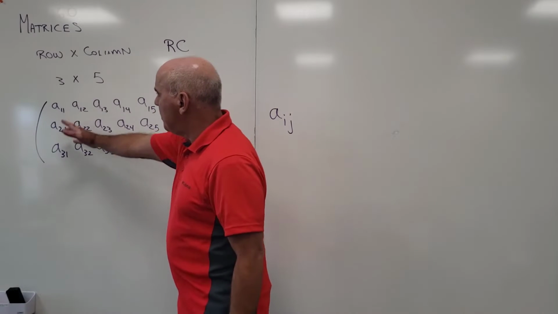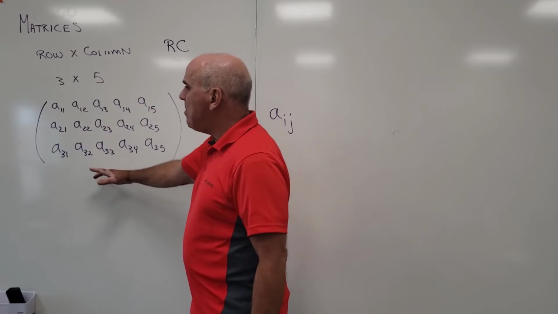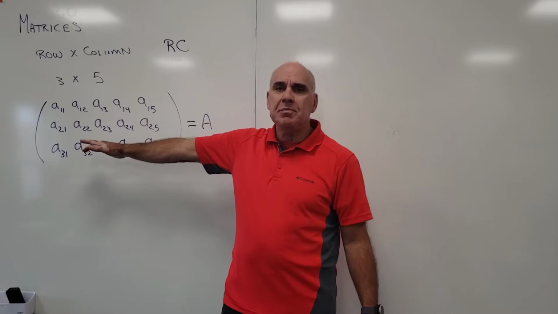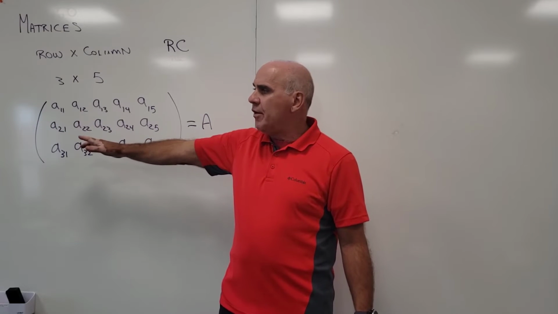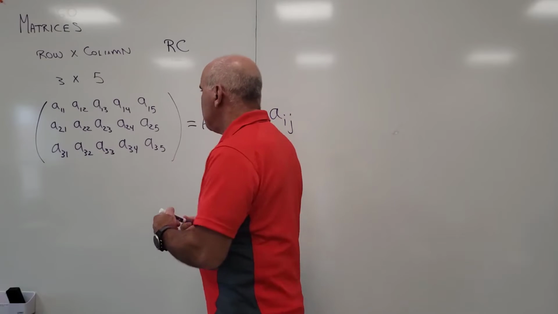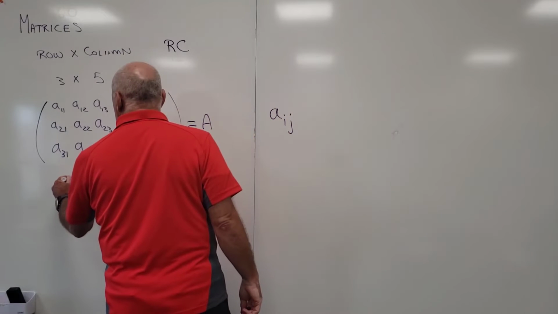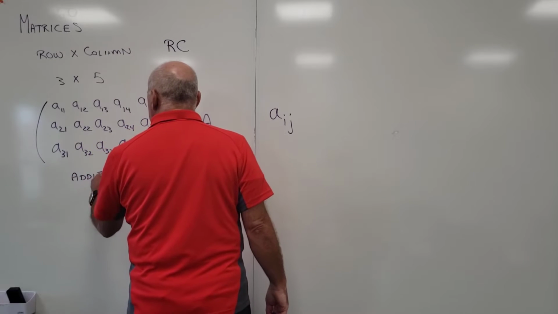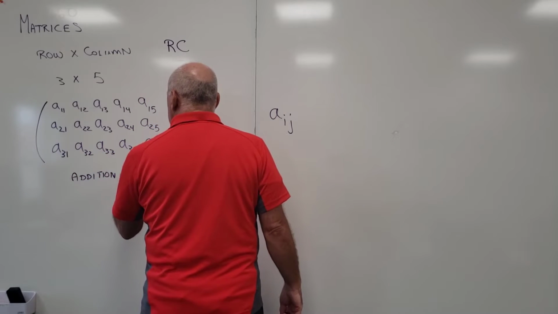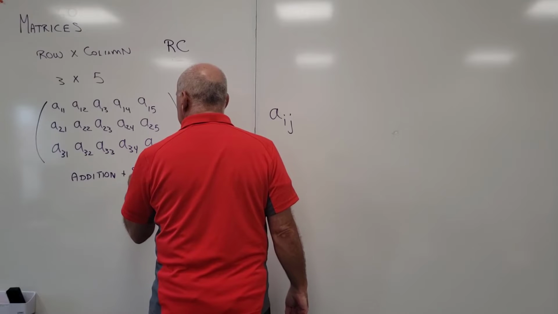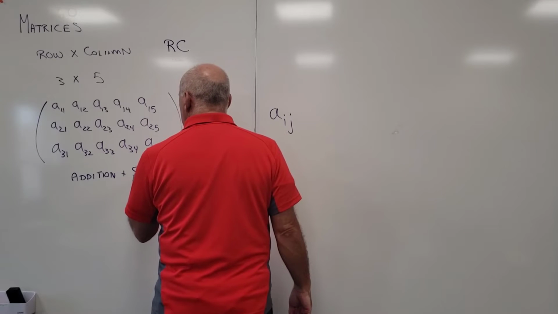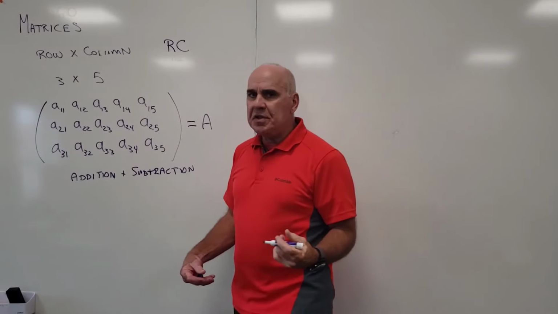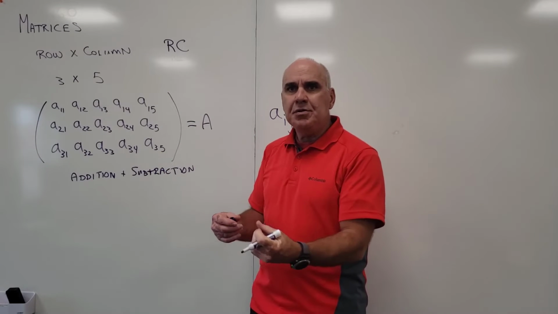Okay, so there's a matrix, a 3 by 5 matrix. Now what we want to do is do some mathematical operations on this matrix. And we want to start off with some simple stuff. Well, what's the simplest things we can do mathematically? It's addition and subtraction. Okay, addition and subtraction. And that's not too bad. And what we'll do with addition and subtraction, we'll add 2 matrices.